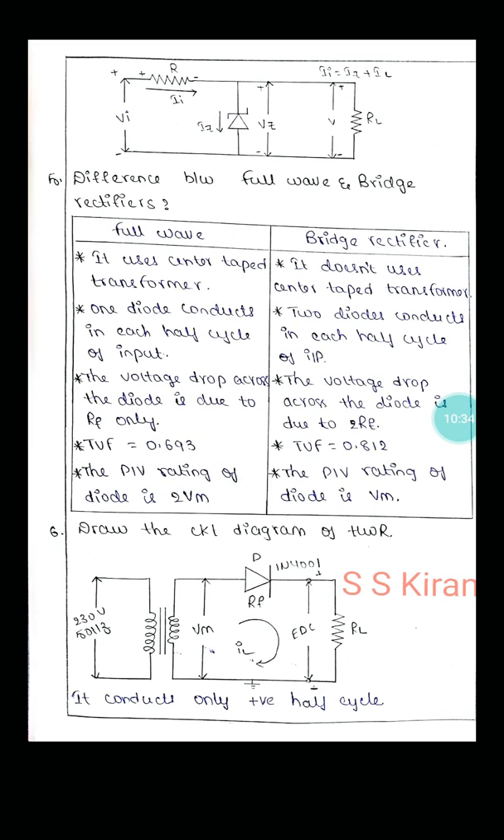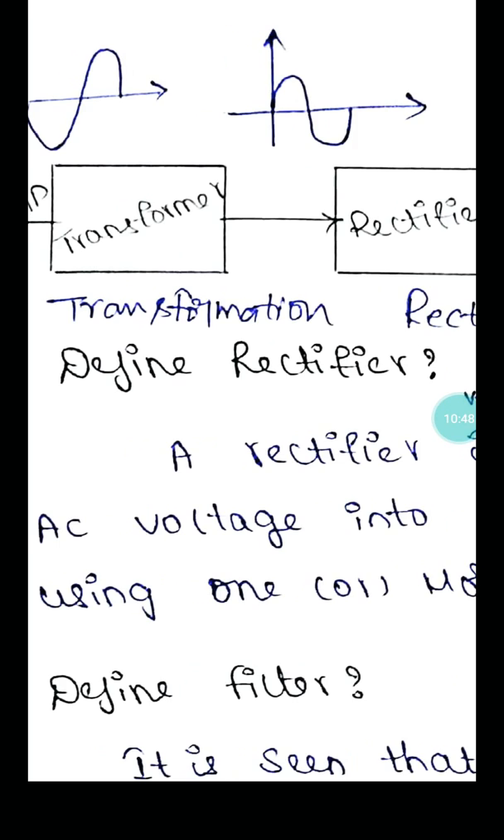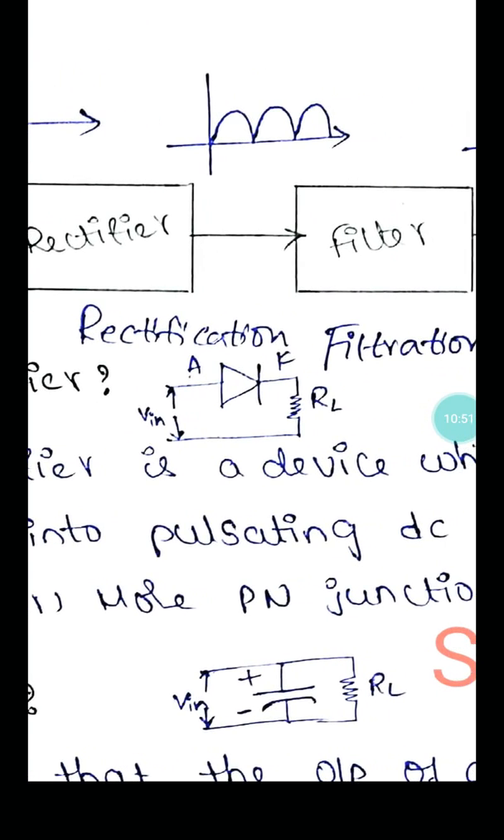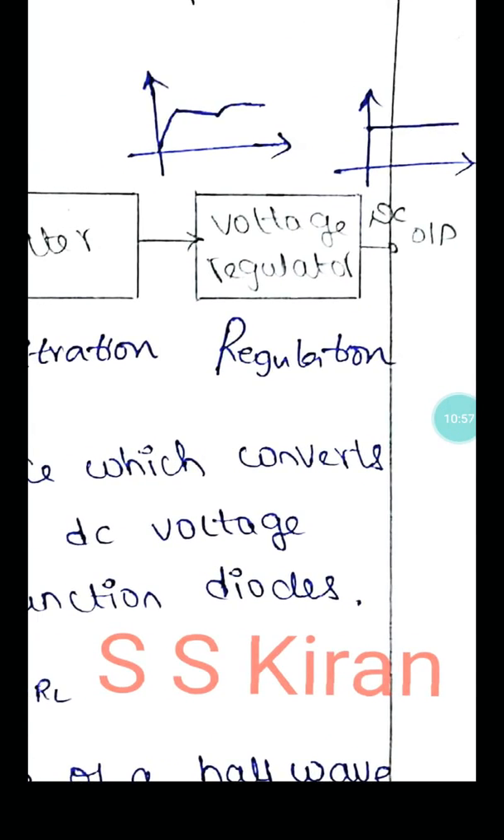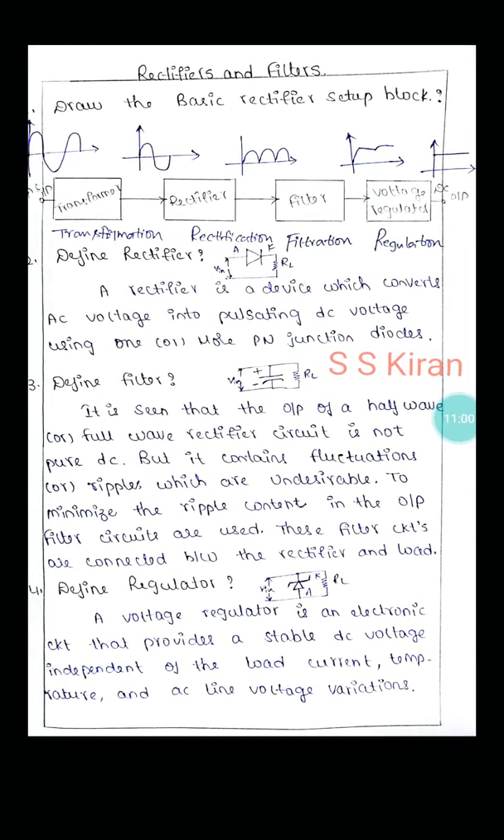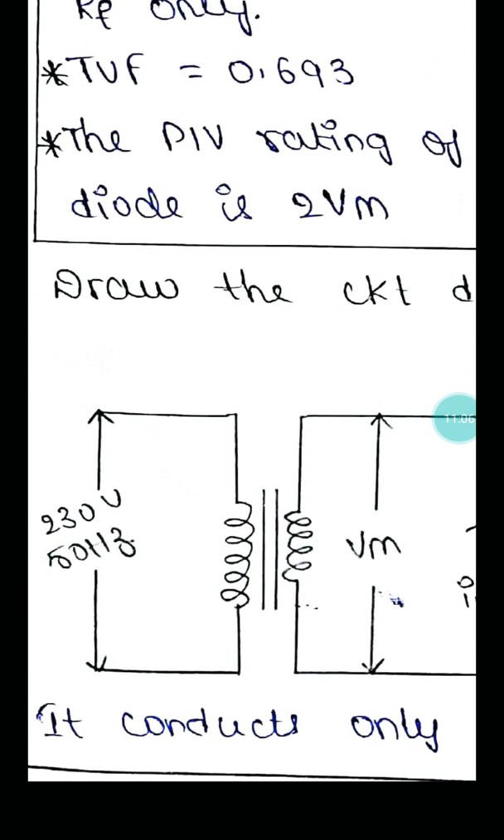Okay, good. Now we will enter into the sixth question: draw the circuit diagram of the half wave rectifier. What is our basic concept in this basic rectifier circuit? First, we use a transformer, then rectifier, then filter, then voltage regulator. Finally, you have to draw the load also. First you have to draw the transformer. This is the step down transformer. Input is 230 volts. Output Vm may be 12, 6, or 18 based on the transformer specifications.